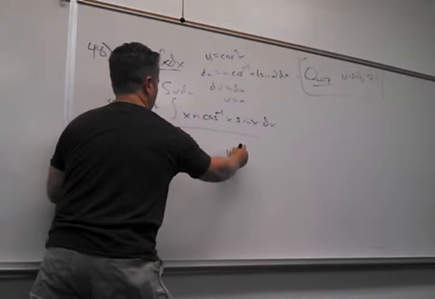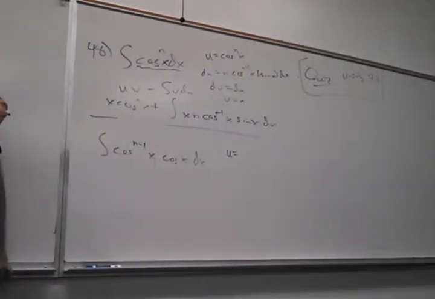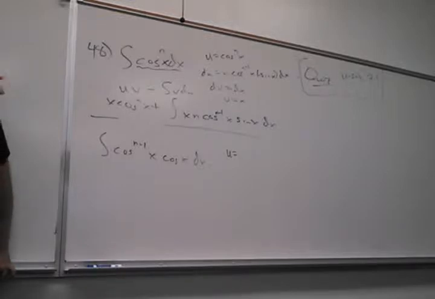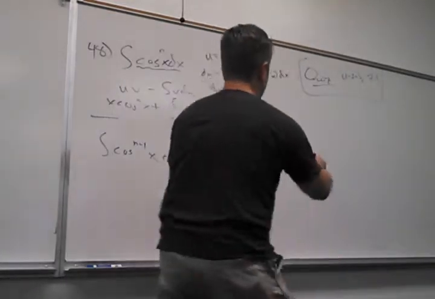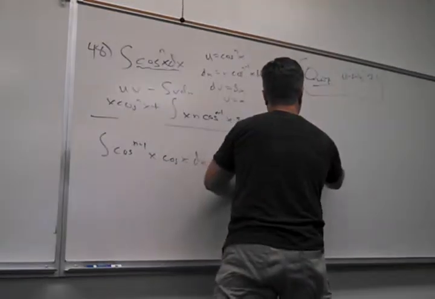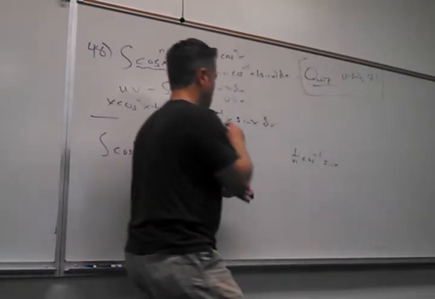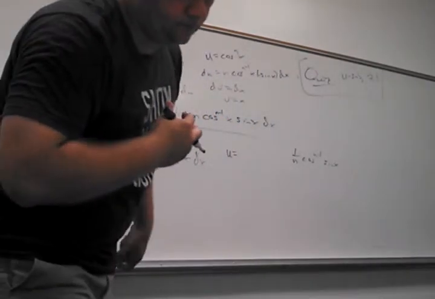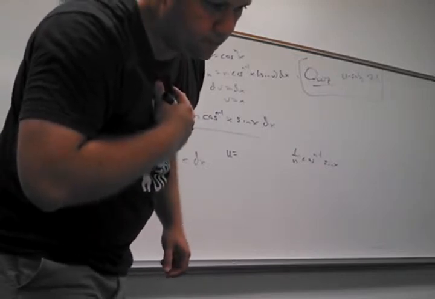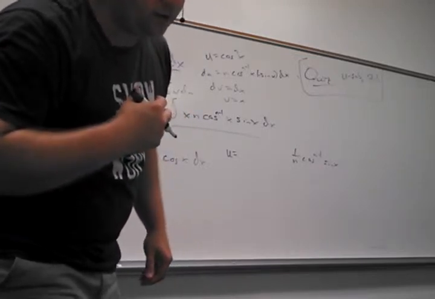So if I want to do this by parts, and because of this problem giving me what this result's supposed to look like, I can kind of play off of that. So the first part of the answer is supposed to look like 1 over n cosine n minus 1 sine x, right? Yeah, cool.